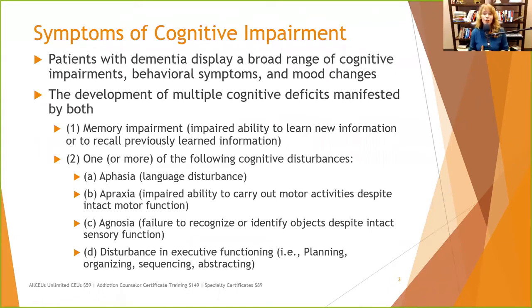Agnosia, or failure to recognize or identify objects despite intact sensory function. So somebody can see me holding up my eyeglasses, but they may not be able to identify or recognize what they are. And that's a common object, or a fork or something that they should know what it is, but they're not able to recognize it. They're like, what is that? And disturbance in executive functioning, planning, organizing, sequencing, abstracting.